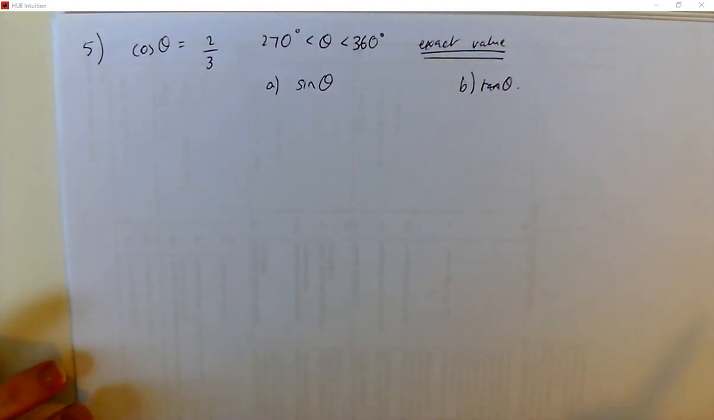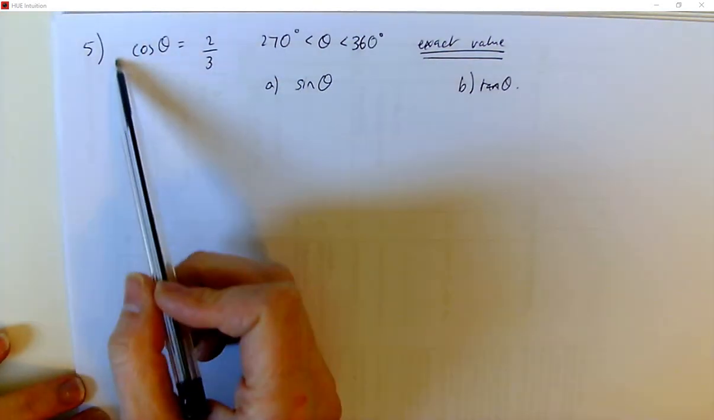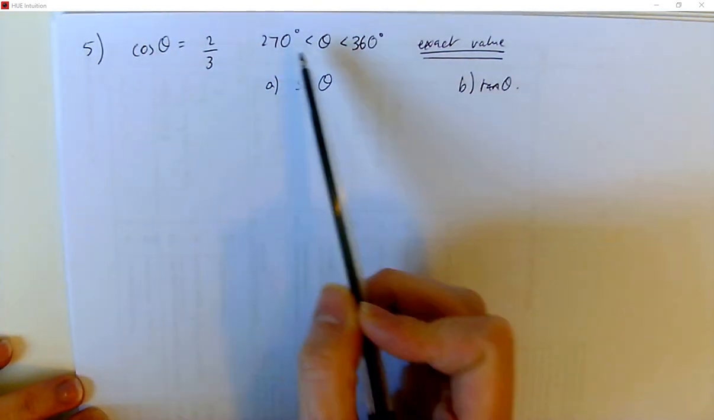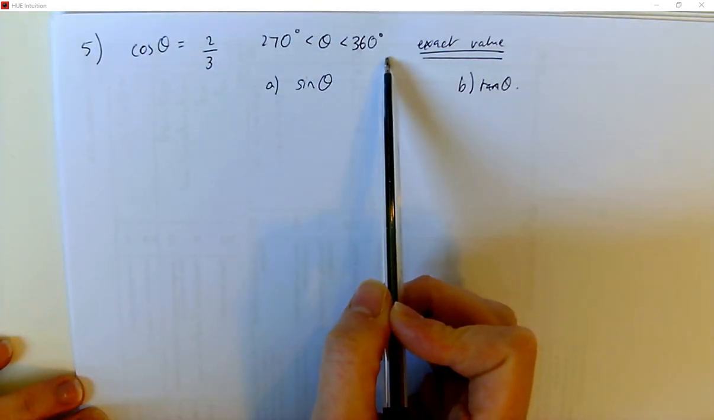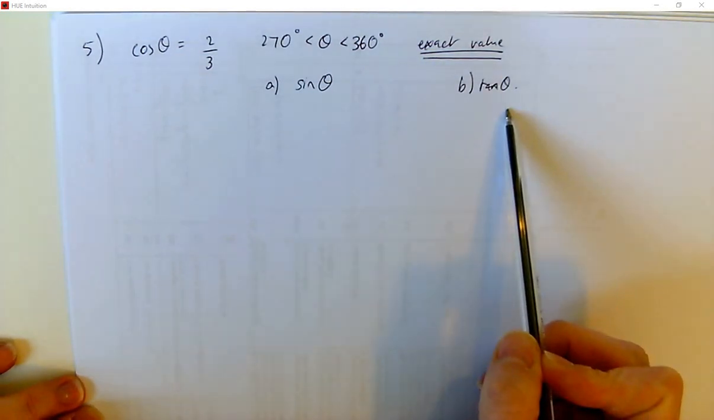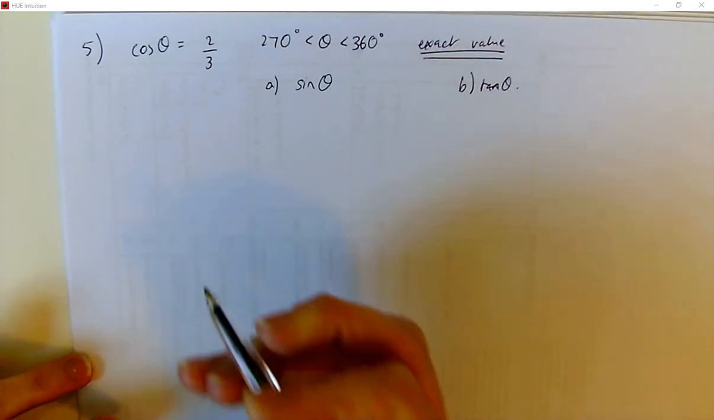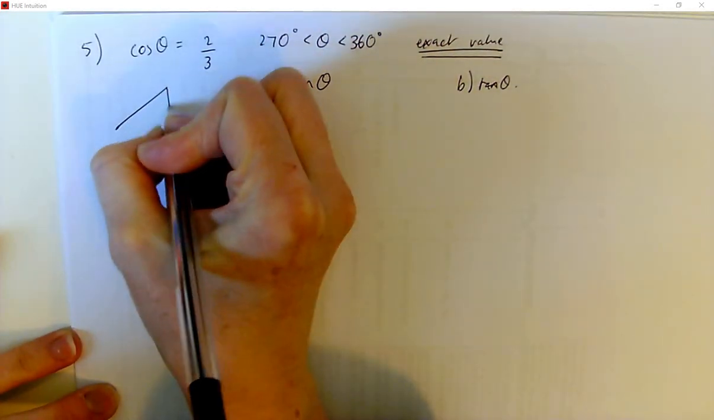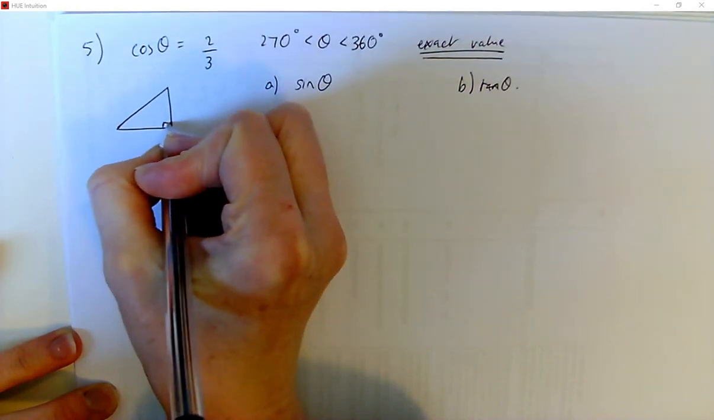Carry on with the homework on trig identities, question 5. Okay, so this time we're given the value of cos, we're given a range of values for the angle theta, and we have to find the exact value of sine and then of tan. So you can do this with identities, but it's so much easier just to sketch a little right angle triangle. Okay, and then remember SOHCAHTOA.